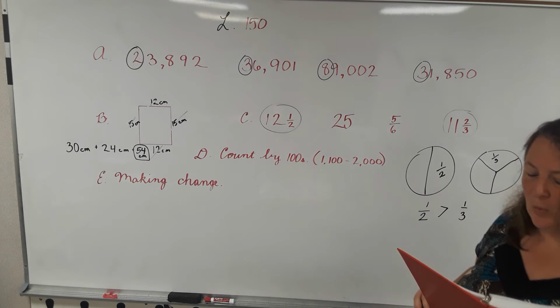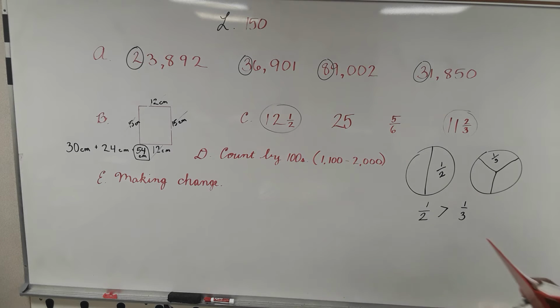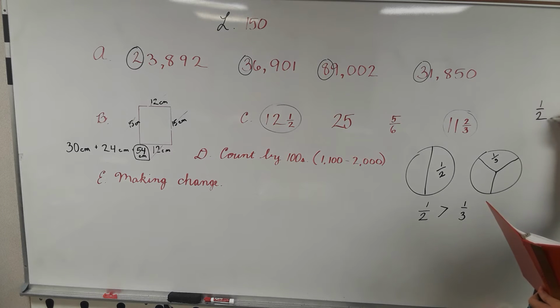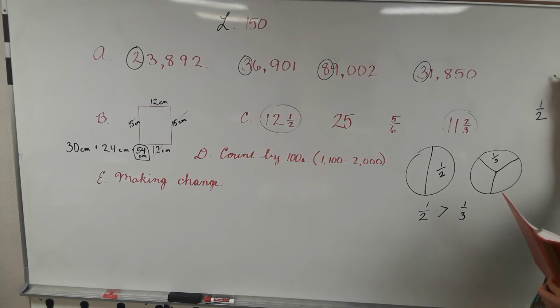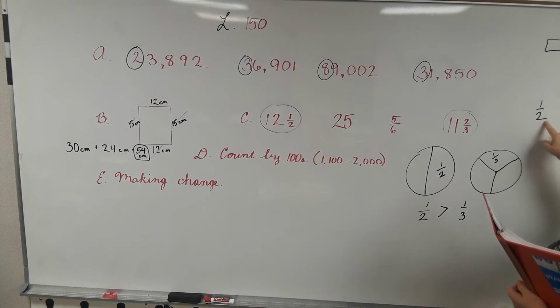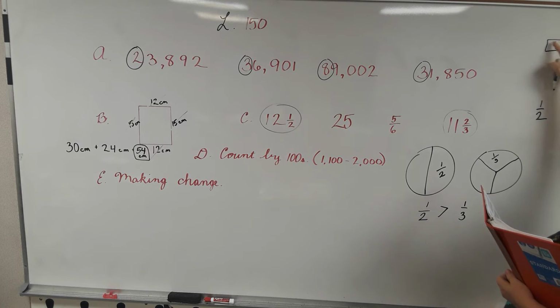Which is greater, 1/2 or 1/4 of a candy bar? How many sections are in 1/2 of a candy bar? 2 sections. The denominator shows that there's 2 sections. So 1/2 would be this much of the candy bar.